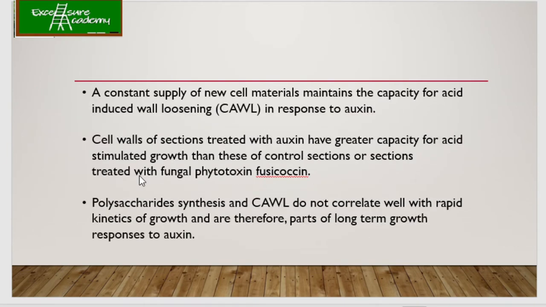A constant supply of new cell wall materials will be provided in response to the auxins, and cell walls of sections treated with auxins have greater capacity for acid-stimulated growth than those of the control, as shown with the help of the fungal phytotoxin fusicoccin. So this is very important, again a point to remember.